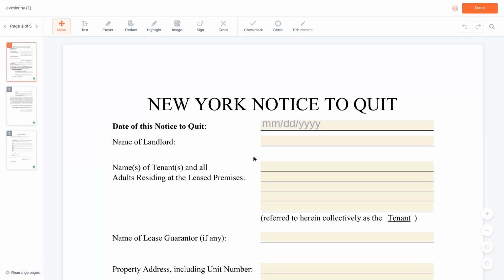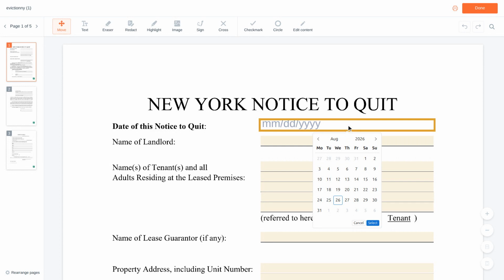Let's fill out the New York Eviction Notice together, the written notice a landlord serves before an eviction case can begin, and check what the state asks of it as we go. Start at the top with the date of this notice. Then the landlord's name, in our example Anna Baker, and the tenant's, here Ben Carter.